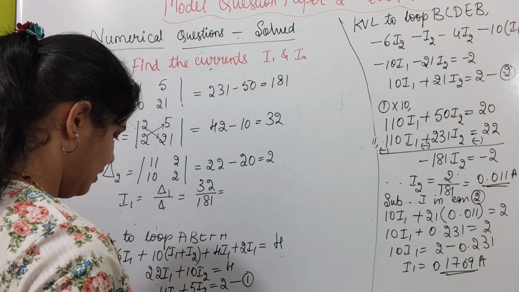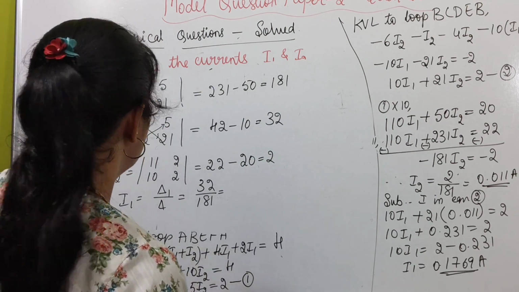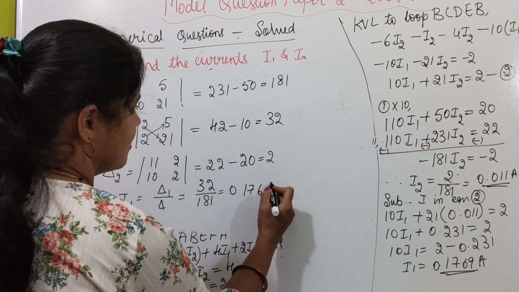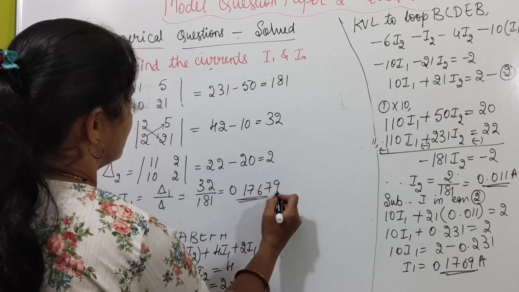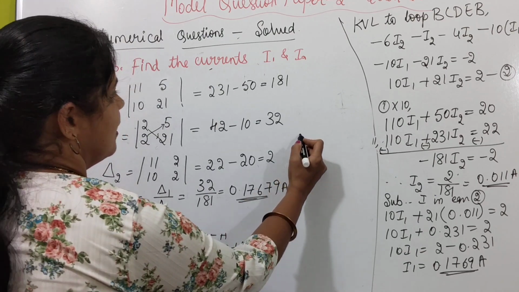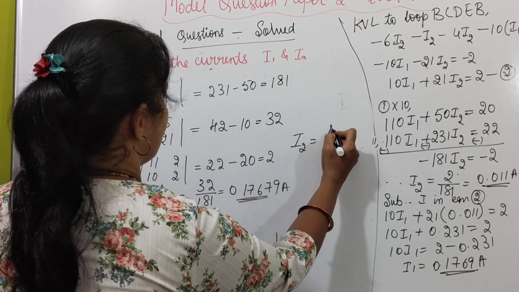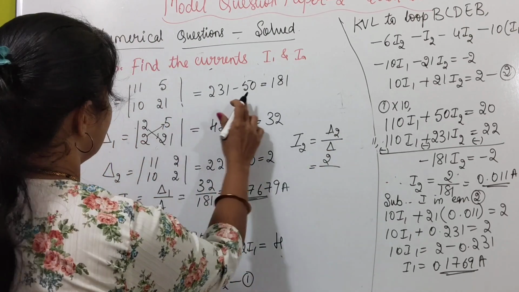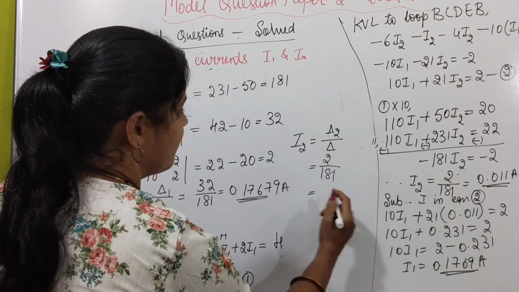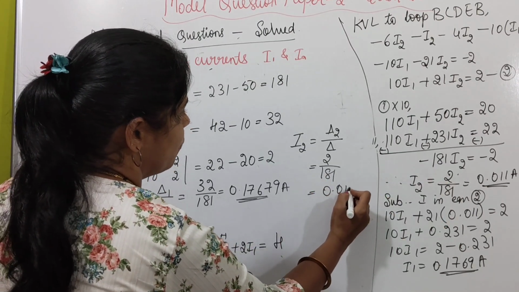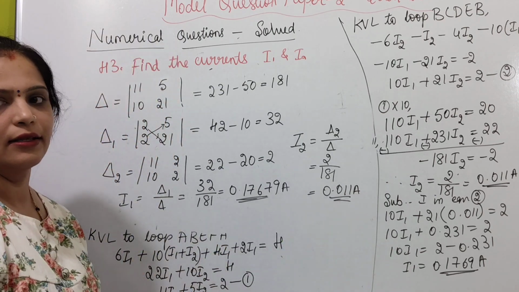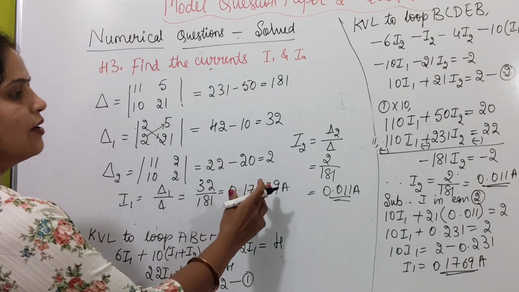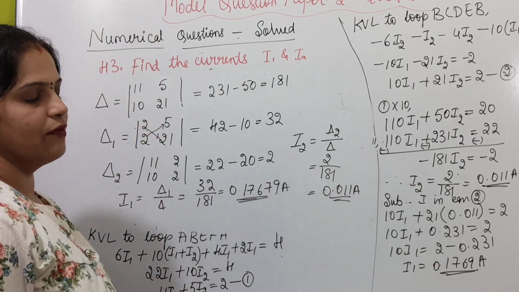32 divided by 181 gives I1, which is 0.1767679 ampere. Similarly, delta I2 is equal to delta 2 divided by delta. Delta 2 is 2, divided by delta, which is 181. So 2 by 181 is 0.011 ampere. Like this, using Cramer's rule, we can find currents. You can use any one of the methods which you find easy.